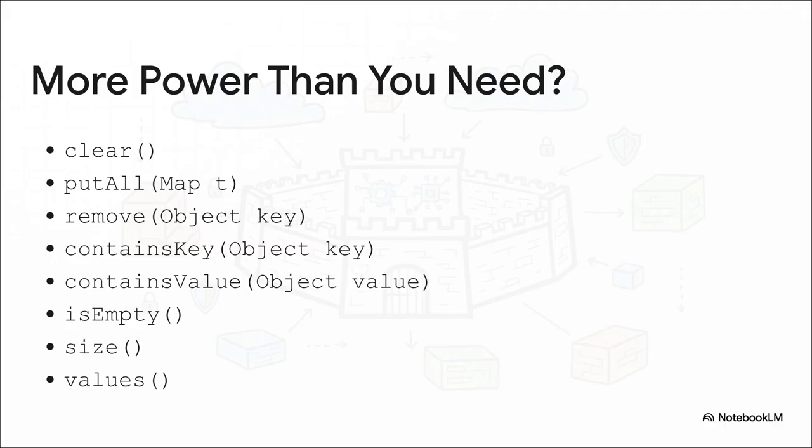The Map interface hands us this huge arsenal of methods. But what if, in our application, we have a map of user settings that should never be cleared? Well, that clear method is sitting right there, just waiting for someone somewhere in the codebase to call it. We're getting way more power than we need, and all that extra power is just risk.